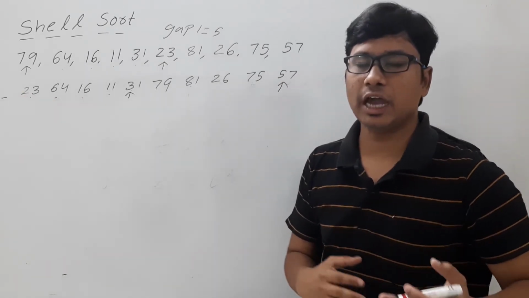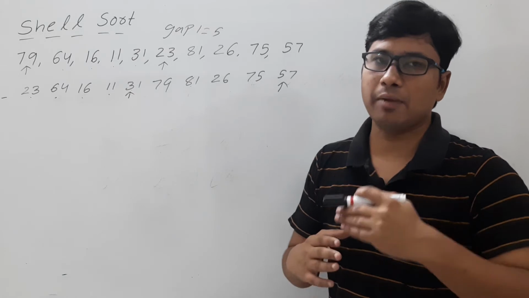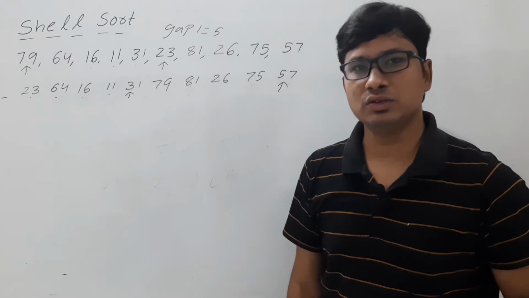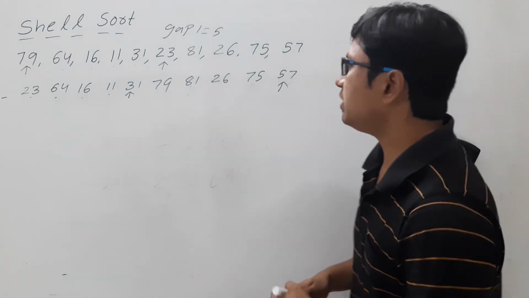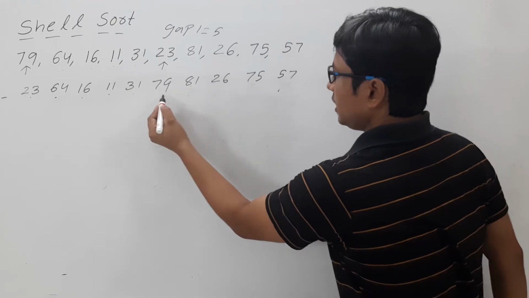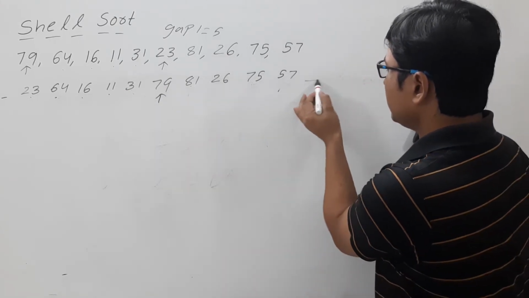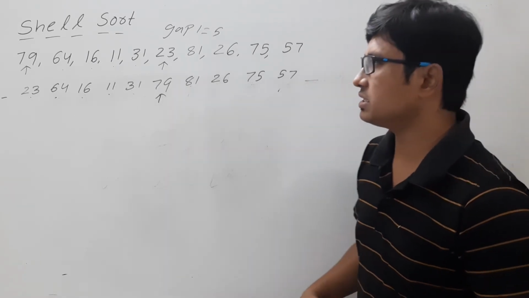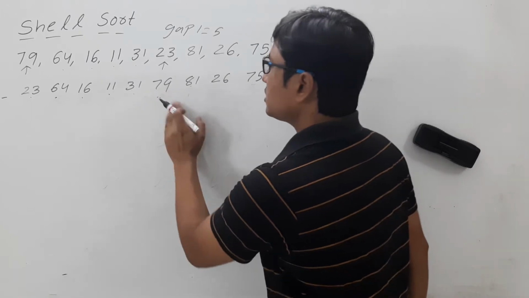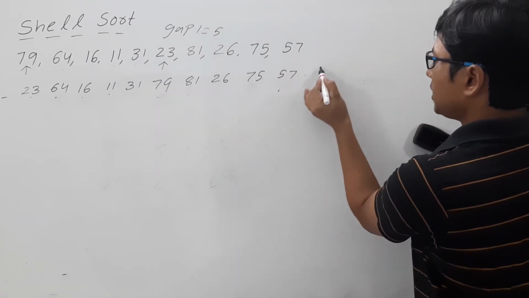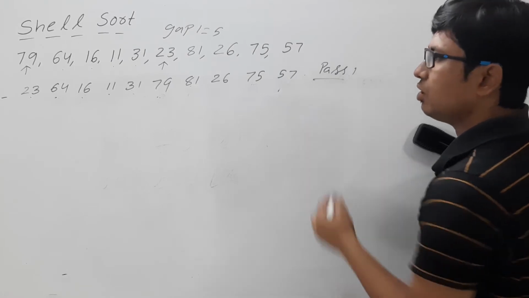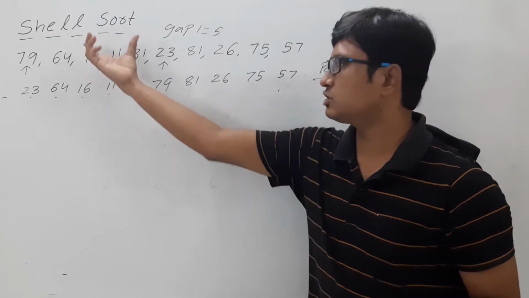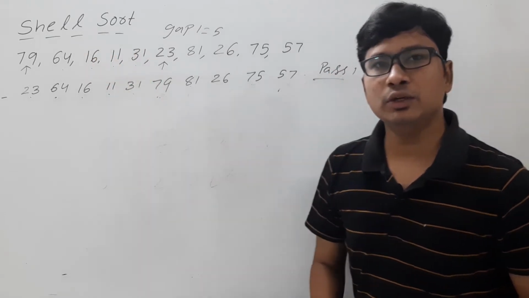But when we reduce the gap, in the next pass the gap will be 2, then you need to compare the element in the forward direction and also in the backward direction. So if I increase the pointer, now it will be 79, and the element here I need to compare, but there is no element here, so I can stop the process. After the first pass, I got the elements in this order. So with gap 5 on the input, if I perform the shell sort, I got these elements.